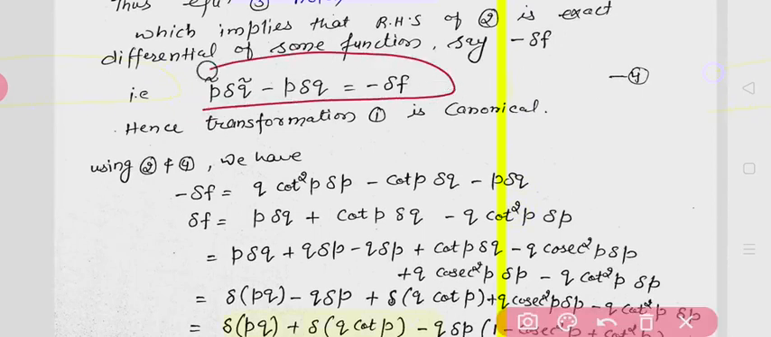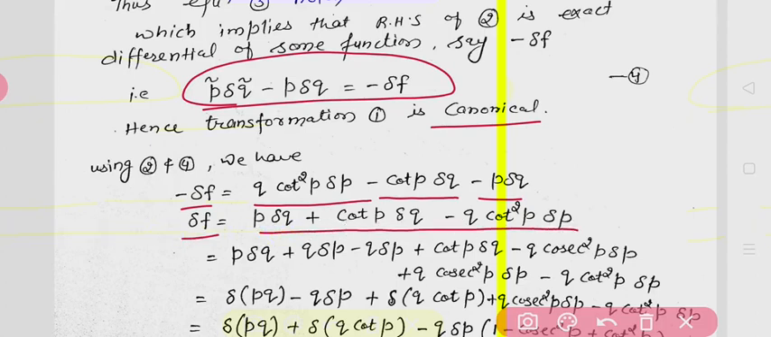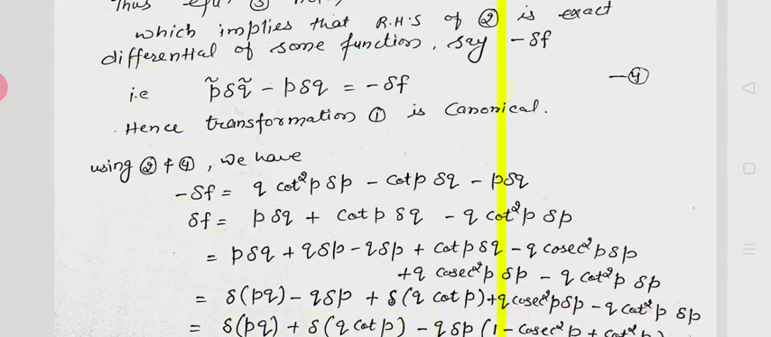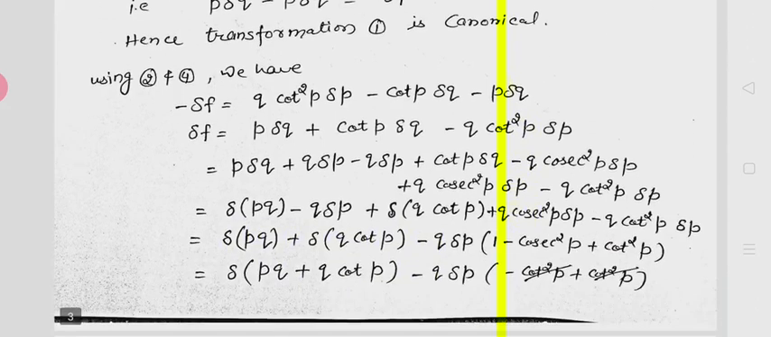This condition came, due to which this transformation became canonical. Now the value of minus delta f we have written is q cot square p delta p minus cot p delta q minus p delta q, right. And when you transfer the negative sign, both sides multiplied with the minus sign, you will get this one, right. So now you rewrite the terms as I have written over there, p delta q.